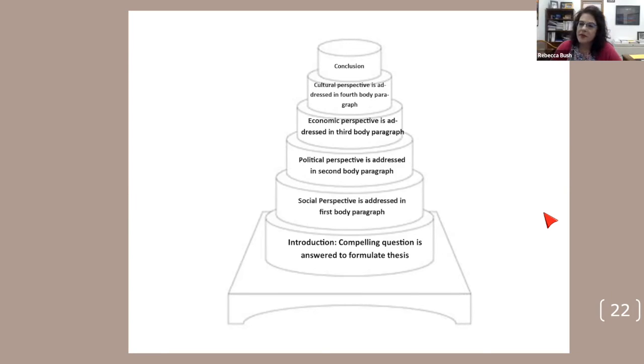So again, if we think about our compelling question, we know that good compelling questions are the ones that lead to arguments. And so the compelling question, and helping students figure out how they want to answer that compelling question, is a great way to introduce either a paragraph or, in a larger scope, an argumentative writing piece. And again, asking them to organize their paragraphs, for example, around a social perspective, a political perspective, an economic perspective, a cultural perspective, right?